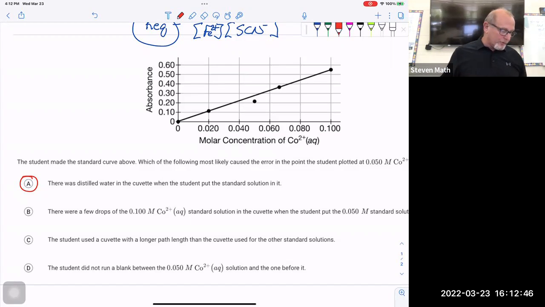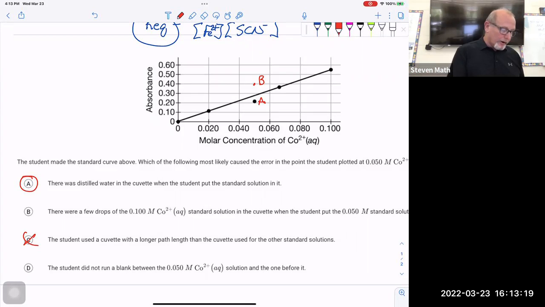If there were a few drops of the 0.1 molar in the cuvette and we were wanting to measure 0.50, that would be more concentrated. That would mean my dot would actually be higher. That's what B would look like. A looks like that. The student used a cuvette with a longer path length than the cuvette used for the other standard solutions. Well, that really can't work. You'd have to change the spectrometer. So that's just not a good answer.